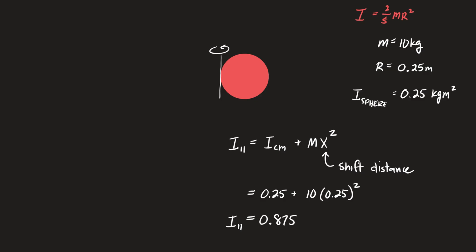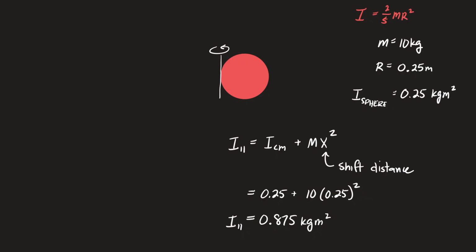Now, do you notice that the moment of inertia got a lot bigger? Simply by moving the axis of rotation to the edge, we suddenly have almost 4 times the amount of inertia that we had before. Do you guys see it? Now this next part is challenging for students.